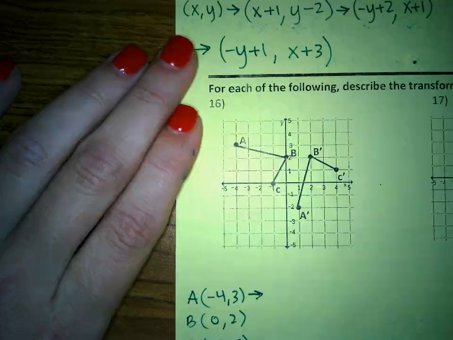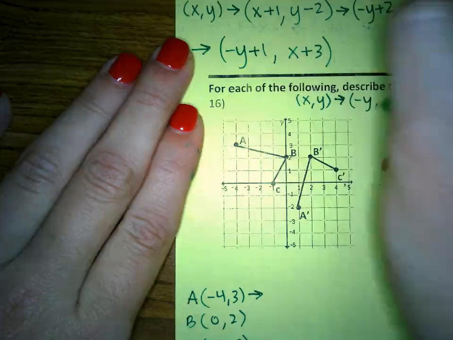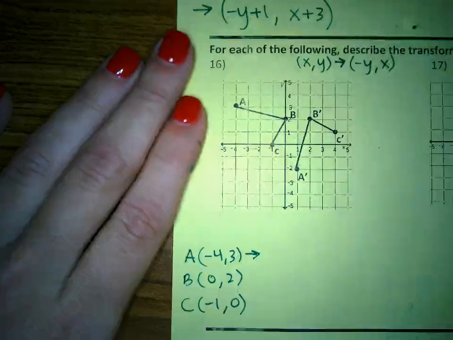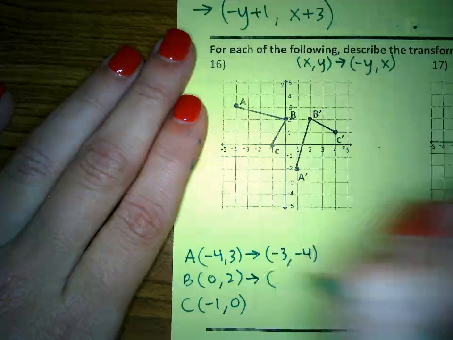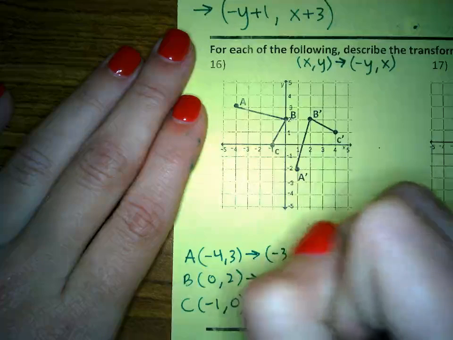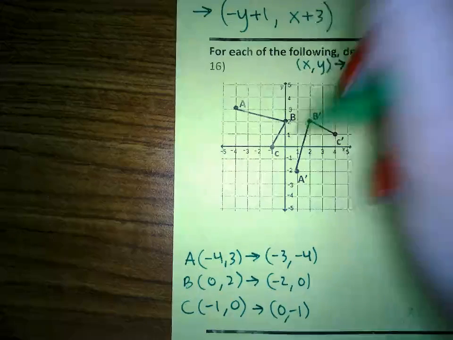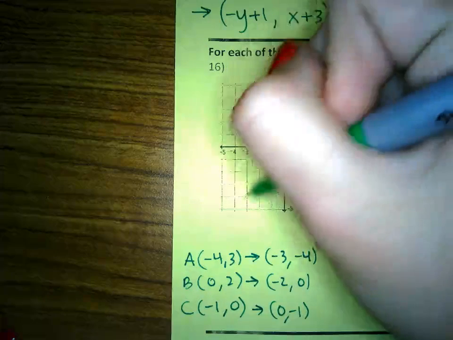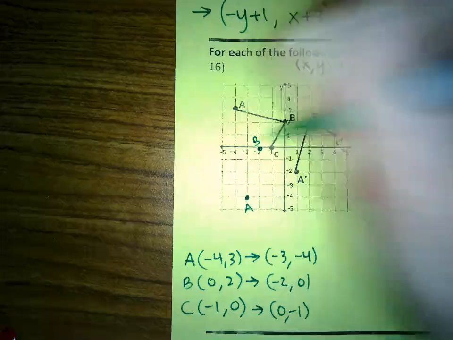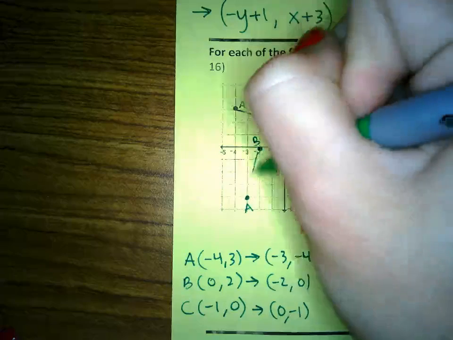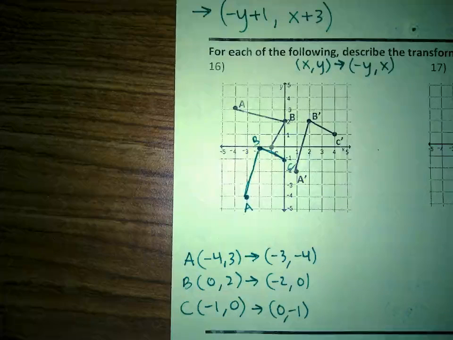If I rotate 90 degrees counterclockwise, that's x comma y goes to negative y comma x. So that's just going to bring this to negative 3, negative 4, negative 2 comma 0, 0, negative 1. All right, so let's plot these and let's see where we're at so far. Negative 3, negative 4, negative 2, 0, 0, negative 1. All right, so by rotating 90 degrees counterclockwise, we do have this oriented the right way.